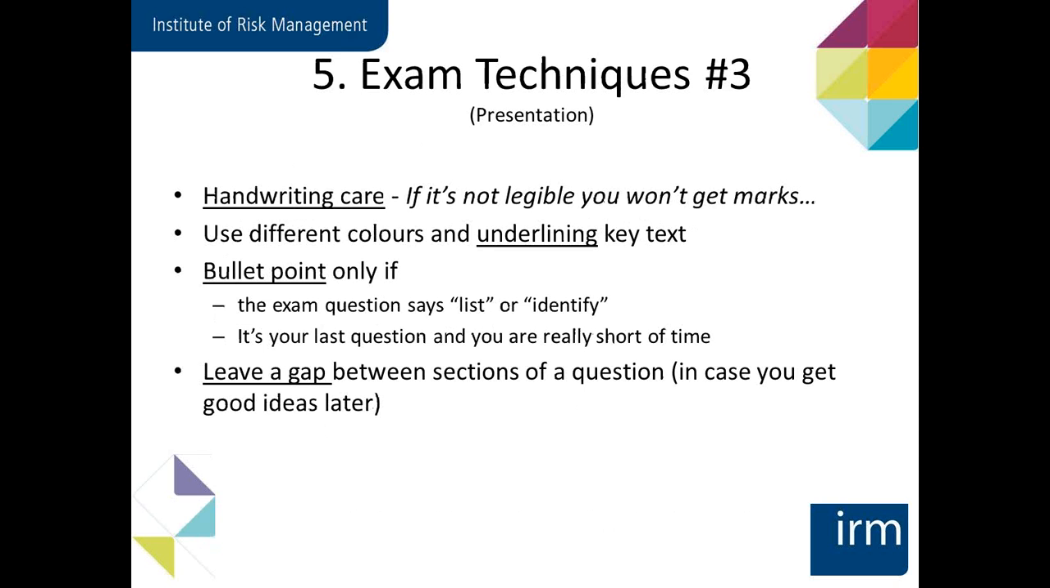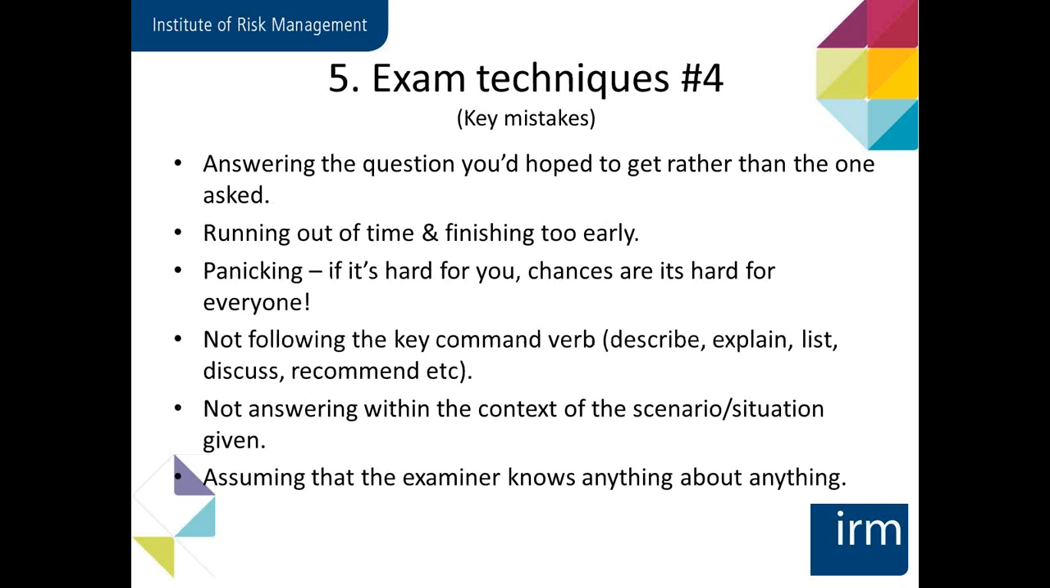Other things, we'll talk about definitions a bit later. Handwriting care, obviously, particularly important as you get towards the end of the paper. I think it's a good idea to underline key text, and particularly you can underline the segments of the question to bring definitions, for example, to the examiner's attention. Bullet points, not at this level, please, not at Module 4, it's a postgraduate level. You won't get many questions which ask you to list or identify. Only really do it if it's your last question and you've run out of time. And leave a gap between sections in case you get some good ideas.